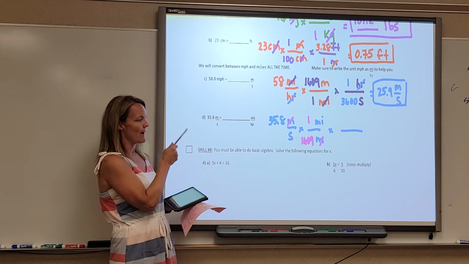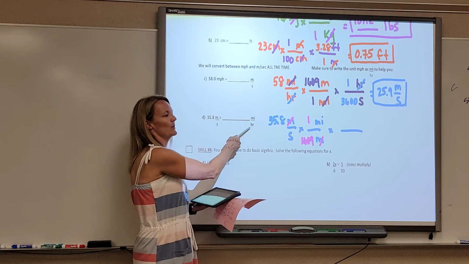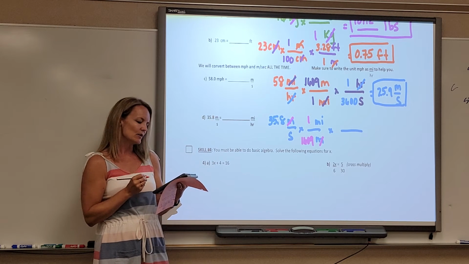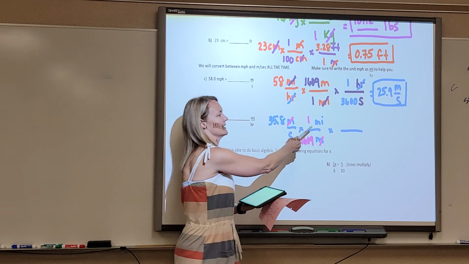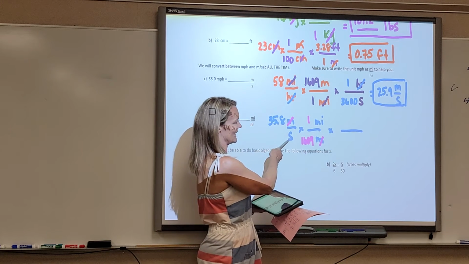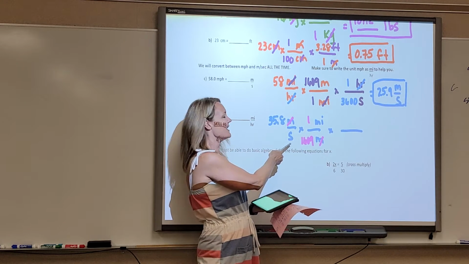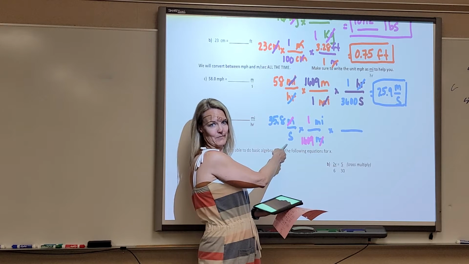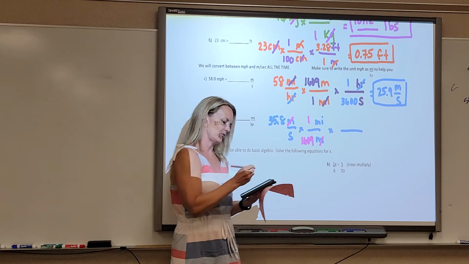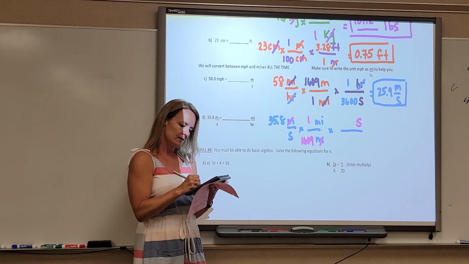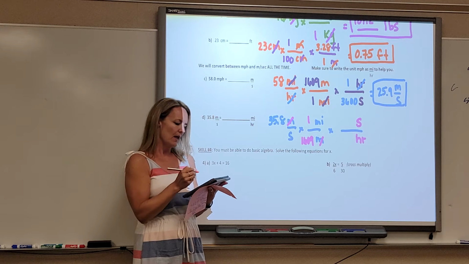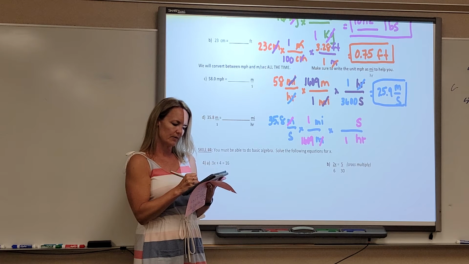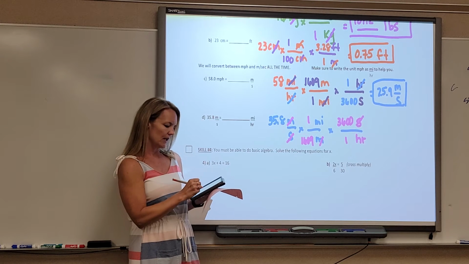I'm going to be in miles per second, but I want to be in miles per hour. So I need to change seconds. I need to get seconds into hours. Seconds starts on the bottom, which means it has to flip to the top. Hours then will go on the bottom. In 1 hour, there's 3,600 seconds. The seconds are going to cancel out.